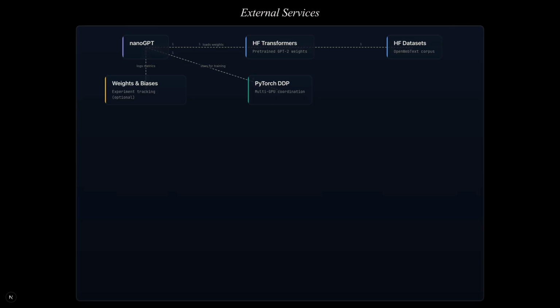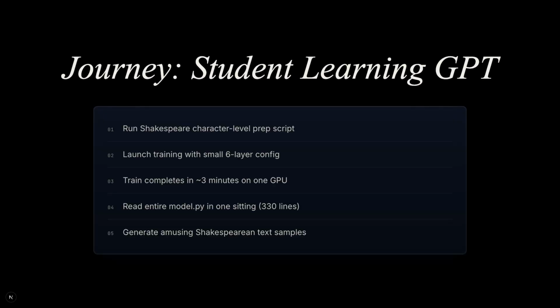Let's walk through a typical learning journey. Imagine you're a student trying to understand how GPT models work. You start by running the Shakespeare character-level preparation script, which downloads the tiny Shakespeare corpus and builds a simple character-to-integer mapping. Then you launch training with the provided config, a small 6-layer model. On a single GPU, this finishes in about 3 minutes.